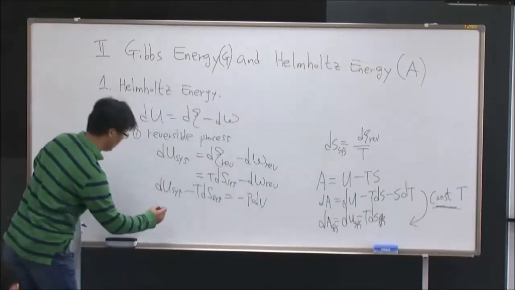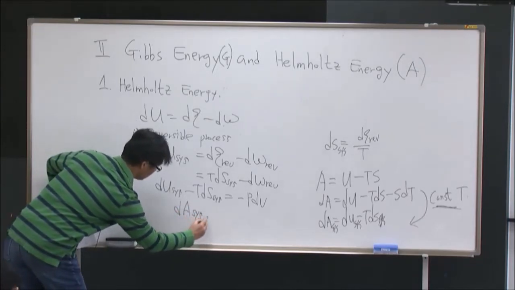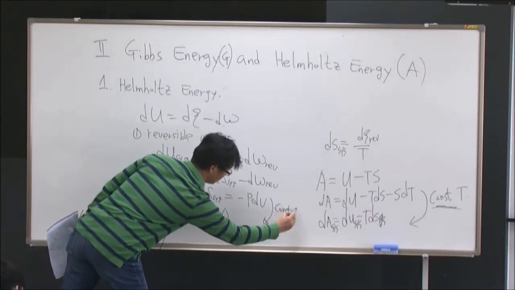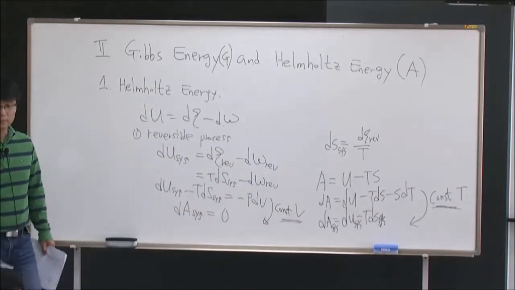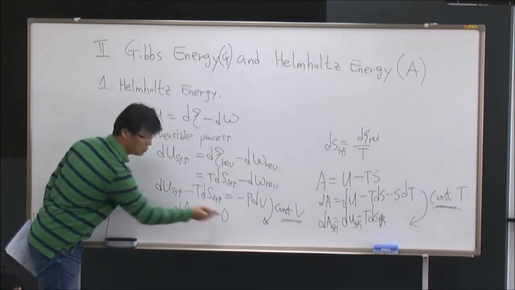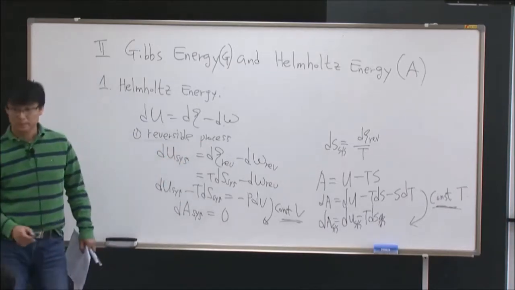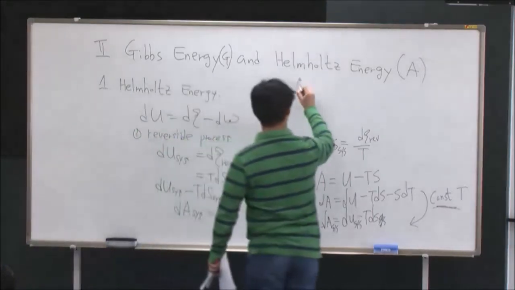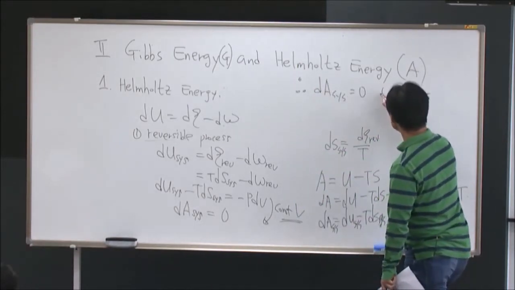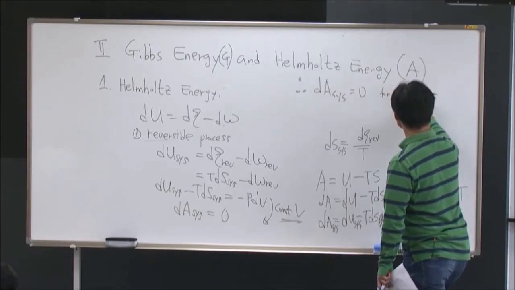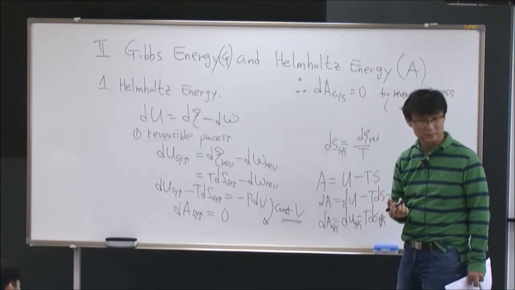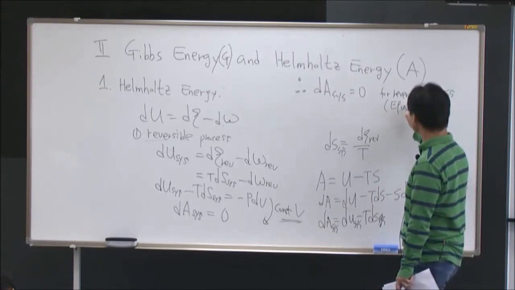Okay? So then this will be dA equal to, I'm going to make it 0 when constant V. So we have two assumptions, two constraints. At the constant temperature and the constant volume, dA of system becomes 0 for the reversible process. Okay? So reversible process is equilibrium state. Equilibrium state. So this is equilibrium state basically.